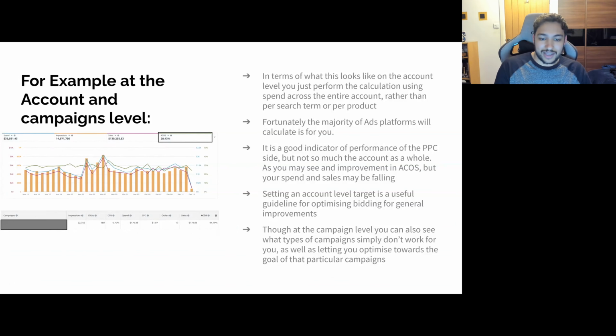However, looking at it at a campaign level is good because if you look at it as a whole, you see every campaign above 30%, but it might be a ranking campaign, or perhaps a product targeting campaign where you have to be more aggressive. So looking at it at this level is also quite useful.